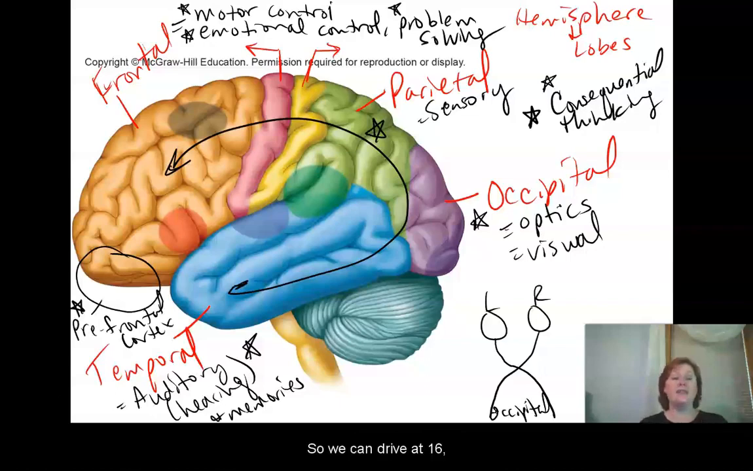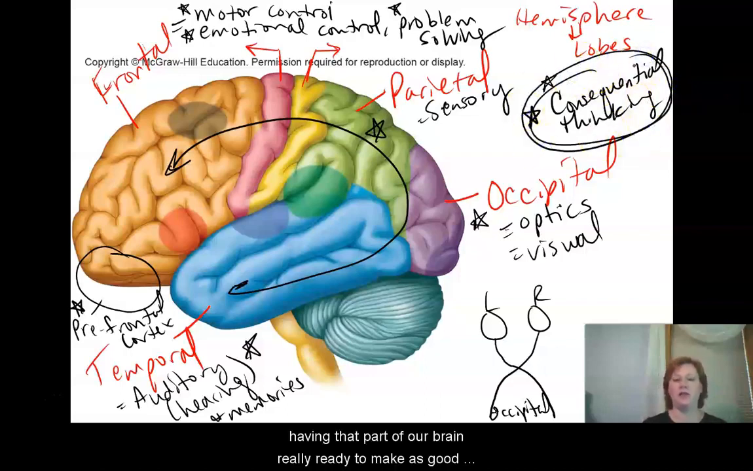So we can drive at 16. You can purchase cigarettes or vote at 18. You can purchase alcohol at 21. And we're nowhere near having that part of our brain really ready to make as good decisions as we will be able to make when we're older.